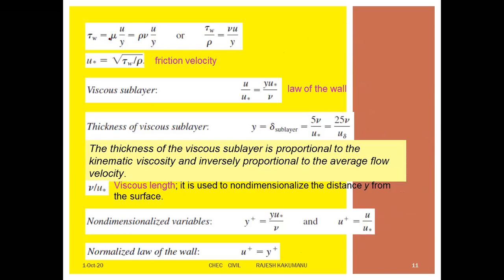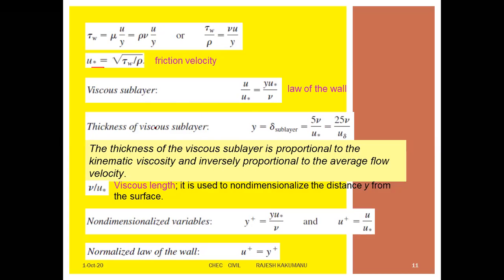Now, the stress at the wall is equal to mu du/dy. That is equal to mu = rho times nu, so wall stress divided by rho is equal to nu du/dy. Therefore, root of wall shear by rho is u star, that is friction velocity. Therefore, in the viscous sublayer, u by u star is equal to y u star by nu. That is the law of the wall.